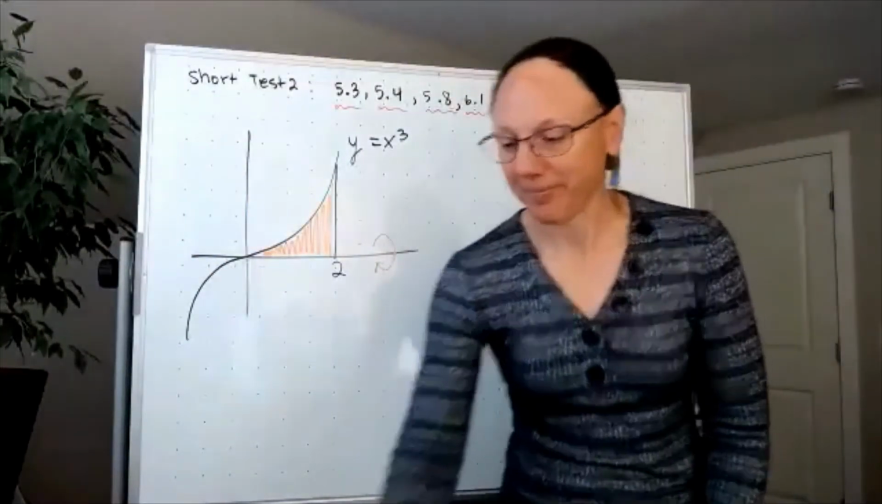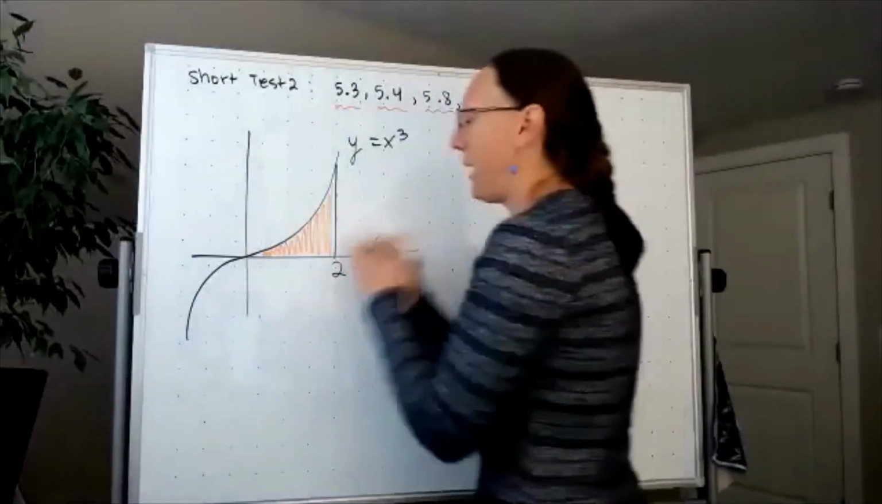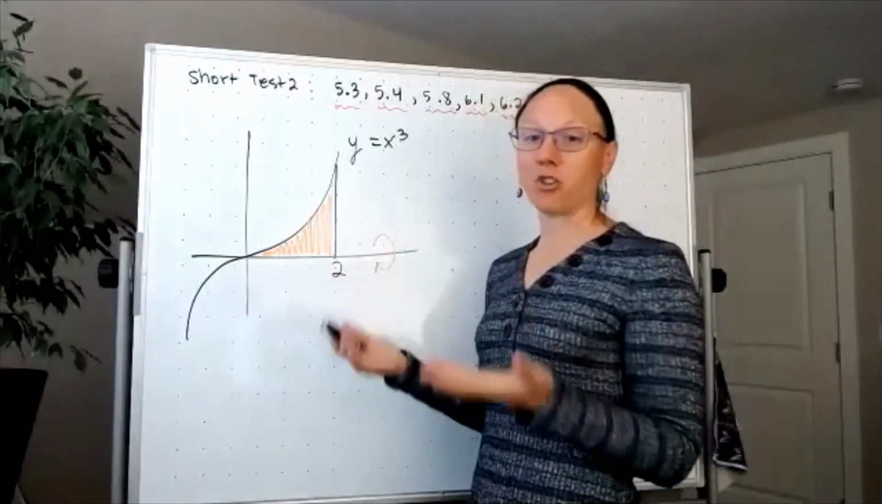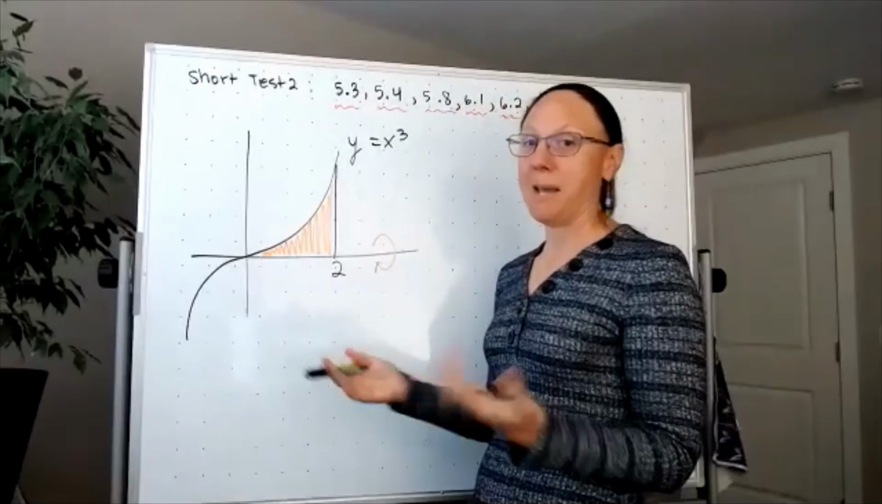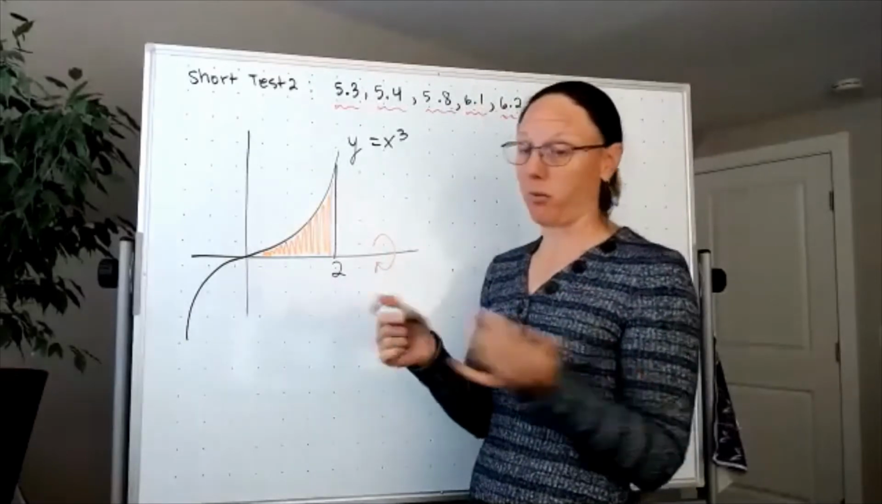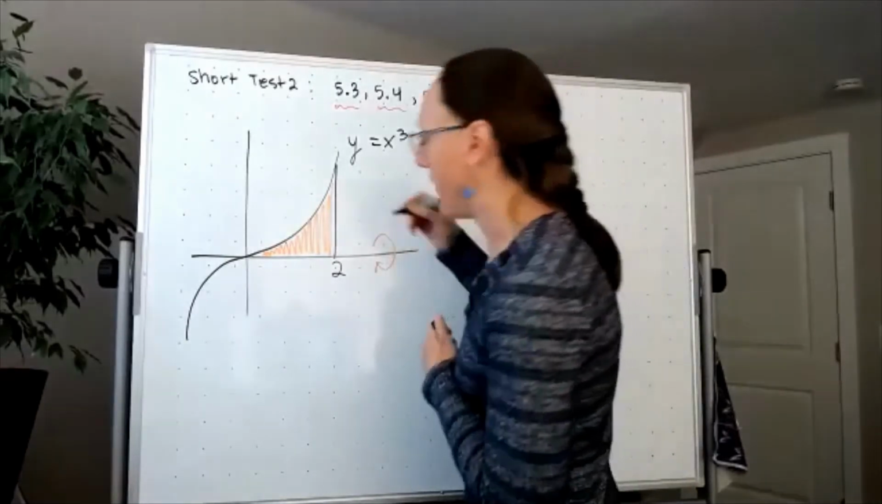Here's how we're going to do it. So I'm going to come in here and I'm going to draw my arbitrary cross-section. My arbitrary cross-section, usually a rectangle, because I know how to find the area of that.